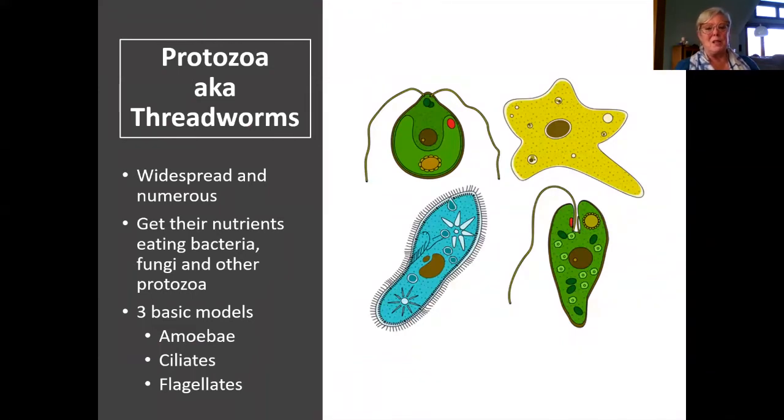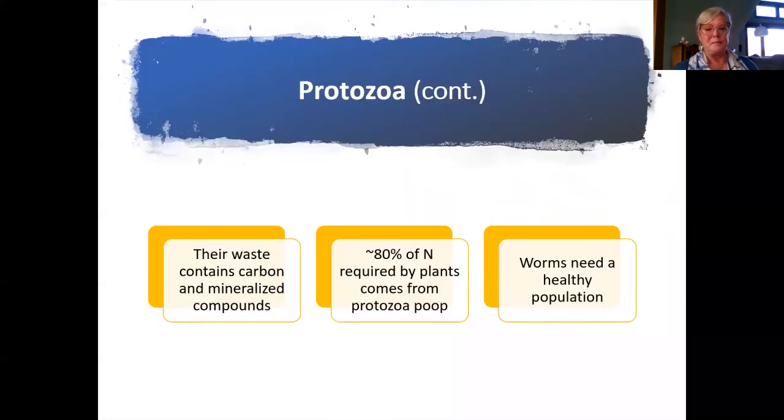So other organisms in the soil that are very important in the soil food web include protozoa and threadworms. They're very widespread, and they also help with breaking down organic matter further, and they eat bacteria and fungi and keep all of these elements moving in the soil. Their waste contains carbon and mineralized compounds. So 80% of the nitrogen for plants comes from protozoa poop.